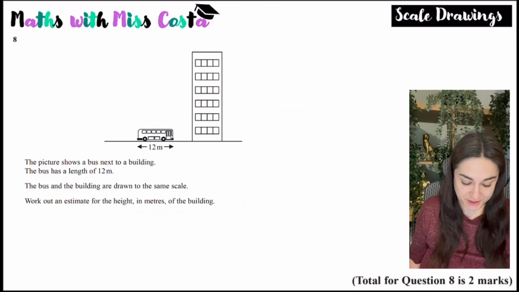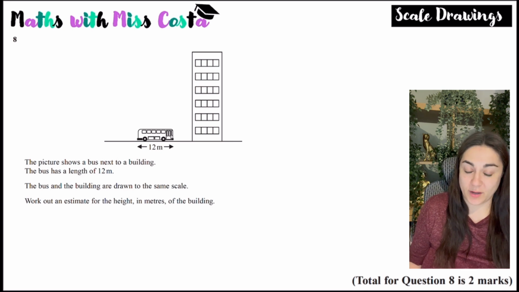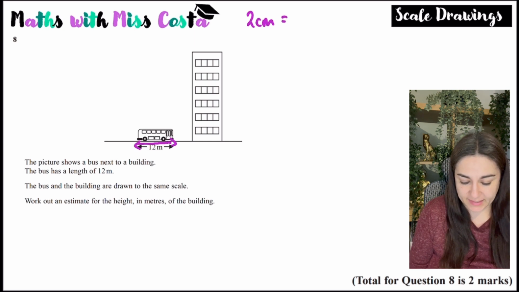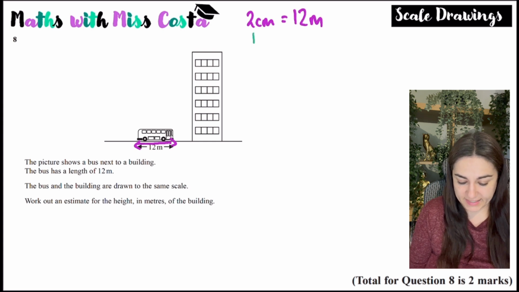Okay, so in this question, I'm shown a bus next to a building, and the bus has a length of 12 meters in real life. So what I want to do is measure the actual length of it on the drawing. So that would be 2 centimeters. So I know that 2 centimeters is 12 meters in real life. That then means that 1 centimeter must be 6 meters, as I've divided by 2.